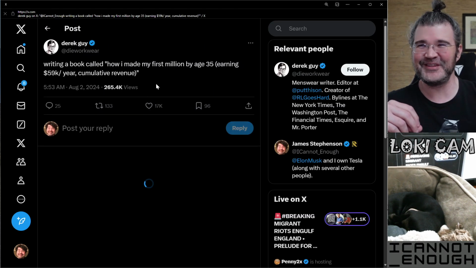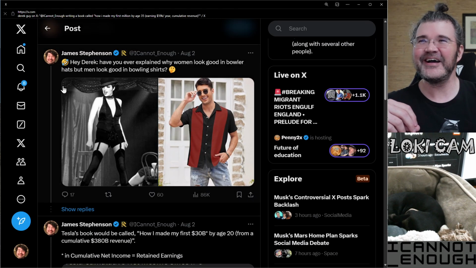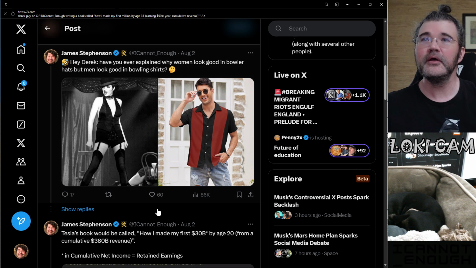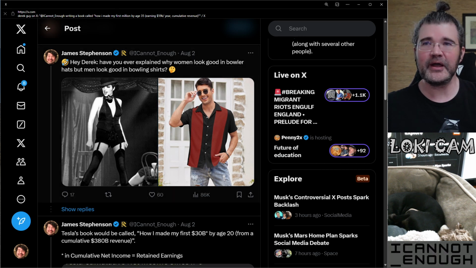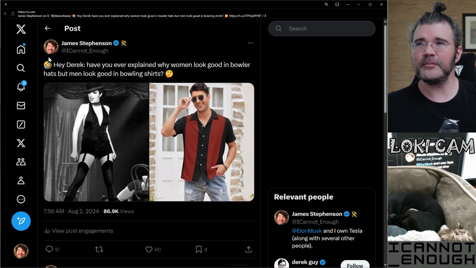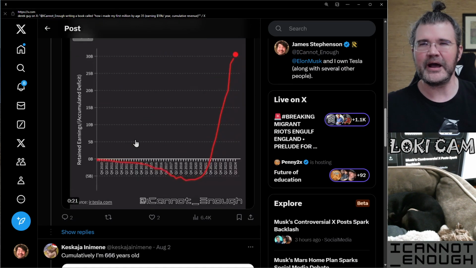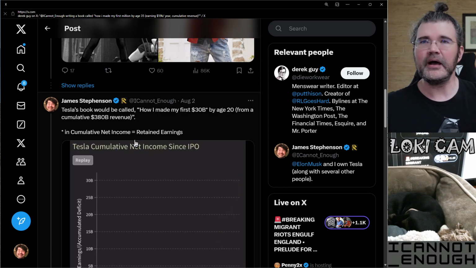So you can see some of those here. I replied, hey, Derek, have you ever explained why women look good in bowler hats, but men look good in bowling shirts? So there's Liza Minnelli in Cabaret wearing her bowler hat, and here's a guy in a bowling shirt. He did not reply to my comment, but a bunch of other people did, saying mean stuff. I'm not sure it's all family appropriate either, so I'll leave that one out.